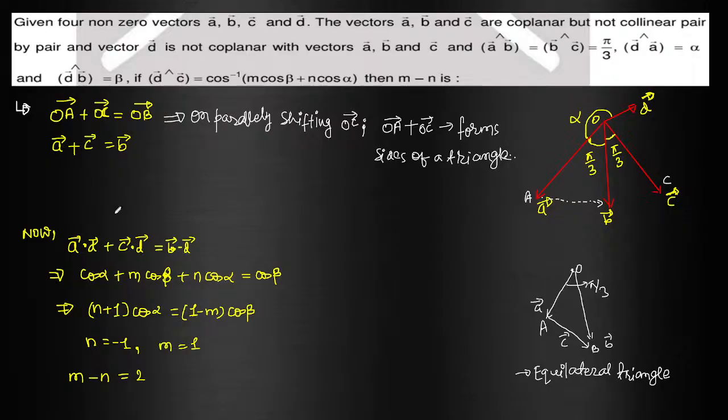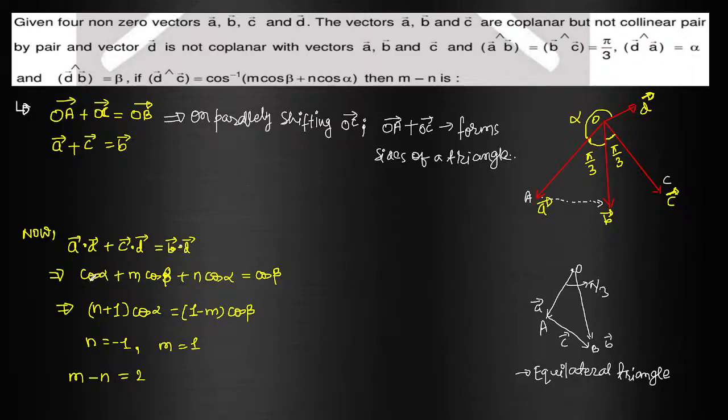Now we are multiplying dot D vector to the terms. A dot D, C dot D, B dot D. So A dot D is what? Mod A mod D cos alpha. This is mod C mod D cos beta. This is mod B mod D cos beta. This is mod B mod C mod D cos of cos inverse m cos beta n cos beta.